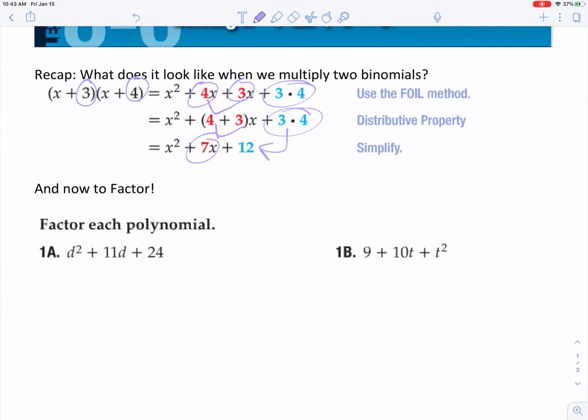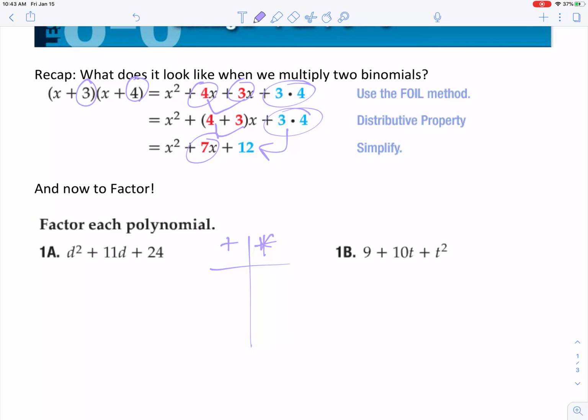What we're going to do, we're going to make a table. One side's going to be plus, one side is going to be multiplication. First of all, I want you to make sure that your trinomial is in the correct order. So squared variable, then the variable, and then your constant.